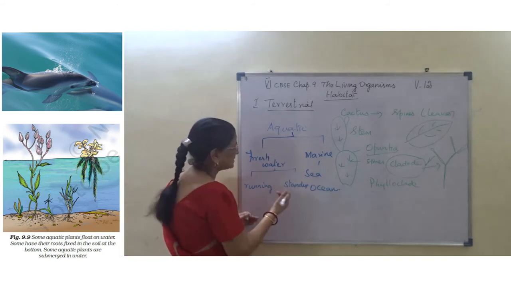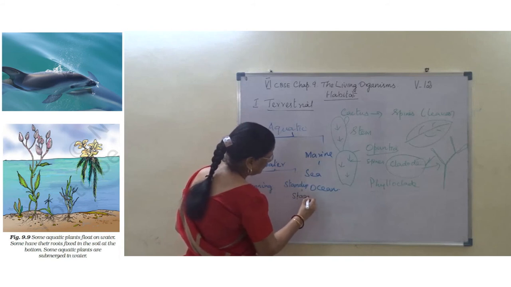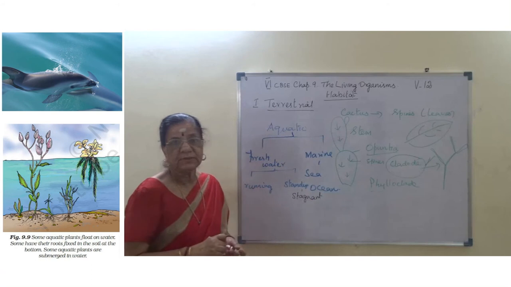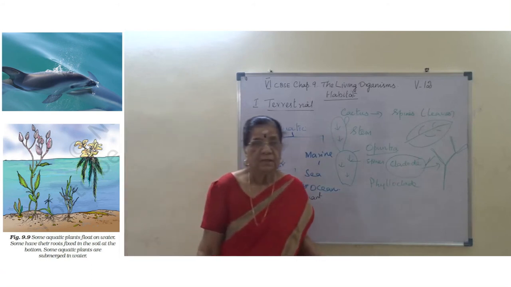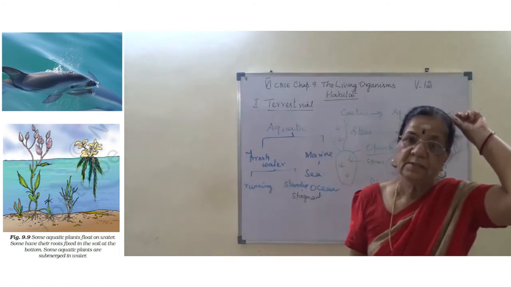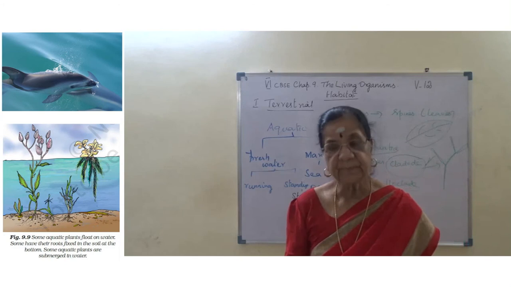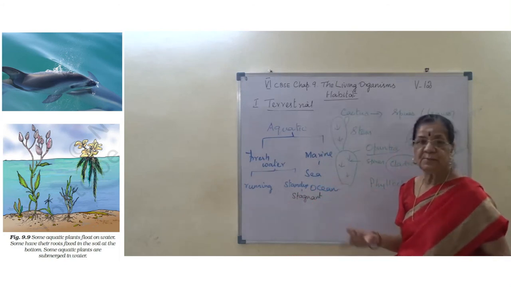Standing water, the stagnant water. So running water is like a river, and stagnant water is like a lake, pool or pond. Then the sea, you know it.